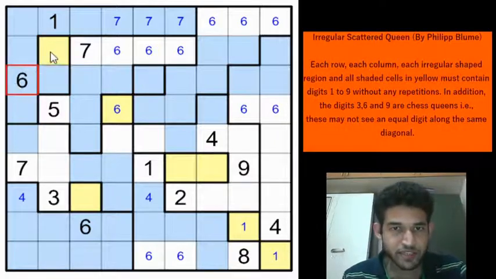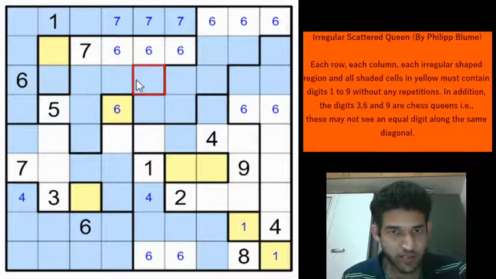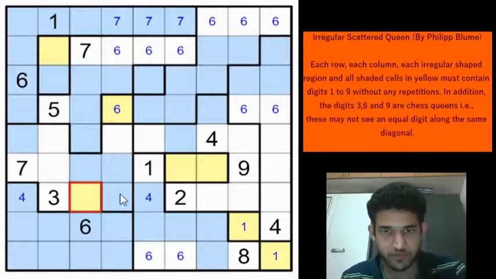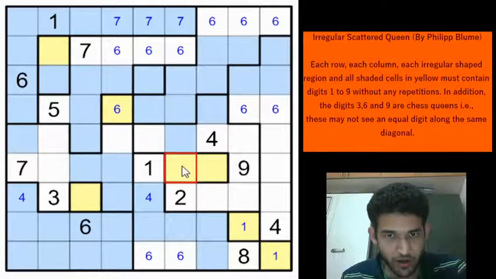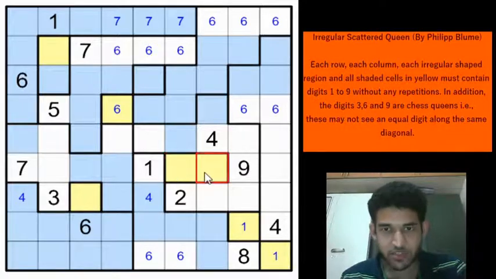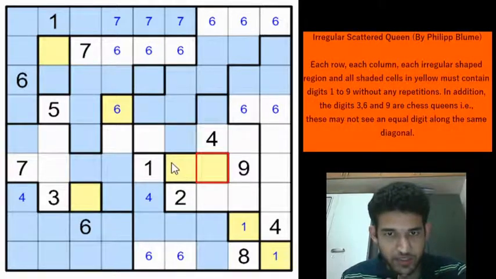Because this 6 is removing the 6 from here. So 1, 2 and 3 cells have been removed as possible locations of 6, and these 3 cells also have been removed as possible locations of 6. So 6 must either be in row 4 column 4, row 6 column 6, or row 6 column 7. So 6 must be in one of these 3 cells, right? Is that helping us now?